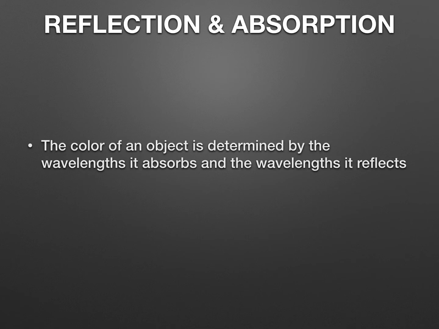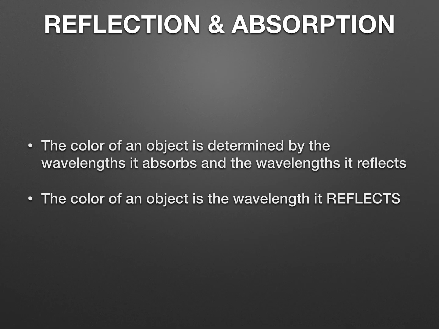Reflection and absorption. We talked about both of these, but the reason why we're addressing this here is pretty big. The color of an object is determined by the wavelengths it absorbs and the wavelengths it reflects. So you have to understand reflection and absorption to understand how color works. The color of an object is based on the wavelength that it's reflecting. So if your notebook's pink, it's reflecting pink. If a table is green, that means it's reflecting green. If a red apple is there, it means it's reflecting red.